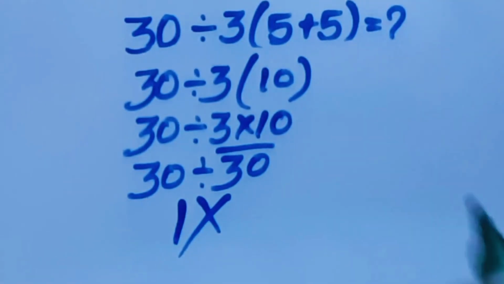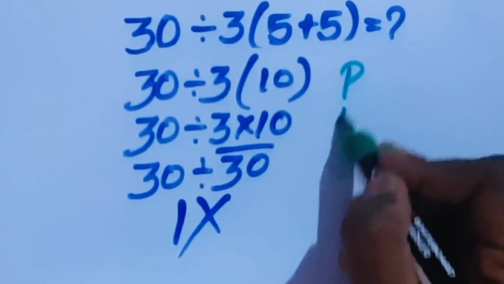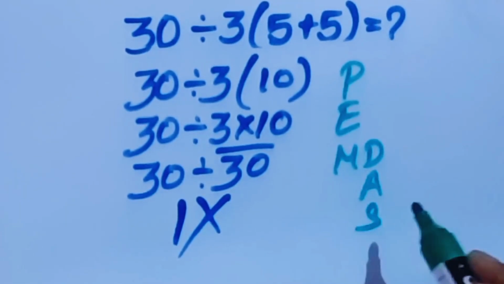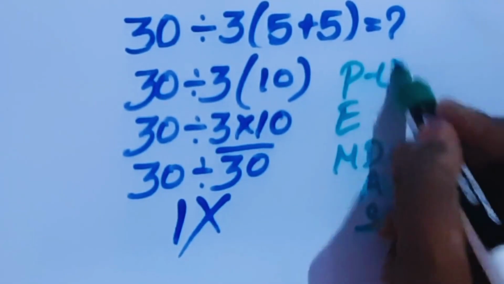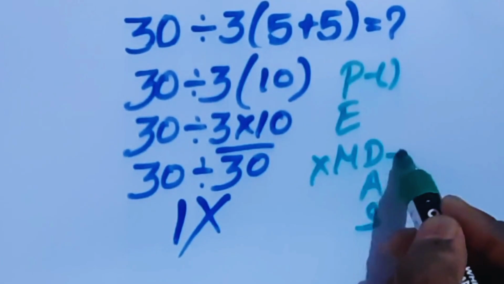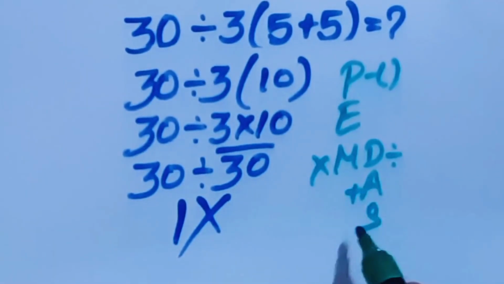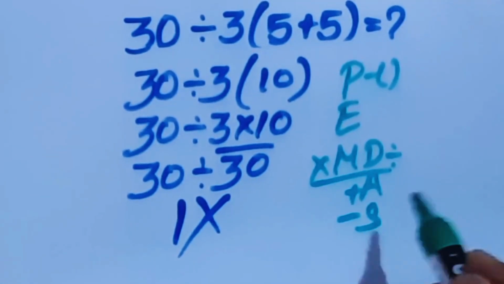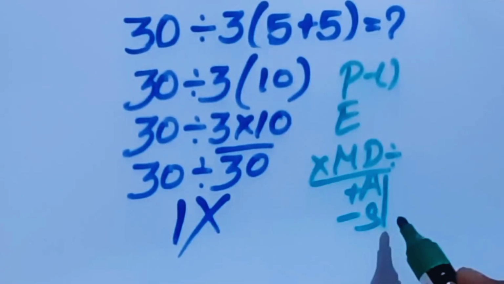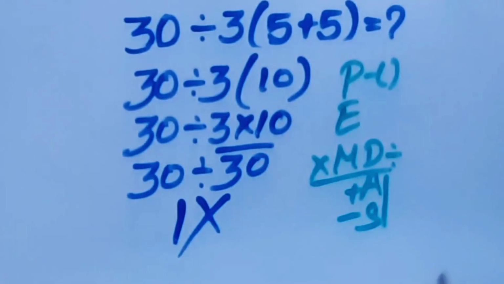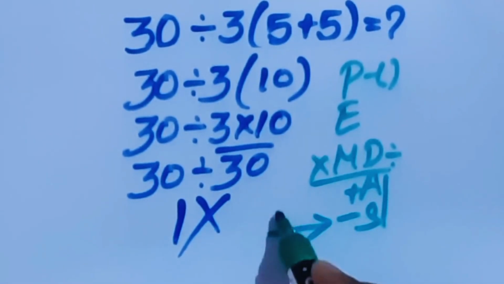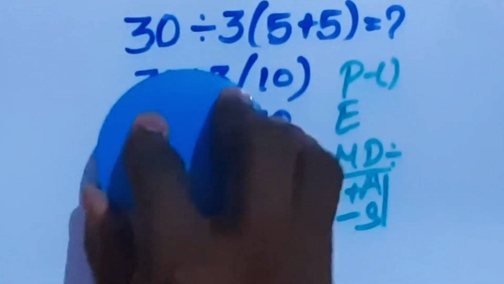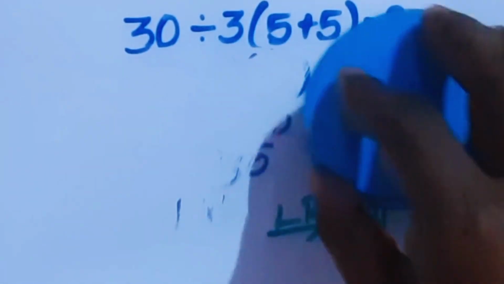Now we are going to introduce the order of operations, the PEMDAS rule. Here, this is bracket, multiplication, division, addition, subtraction. Here, multiplication and division are equal priority. Also, addition and subtraction are equal priority. For these, we have to follow the left to right rule. Now, we are going to solve this problem the correct way by using this order of operations, PEMDAS.